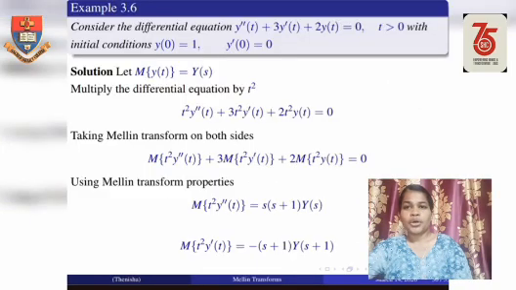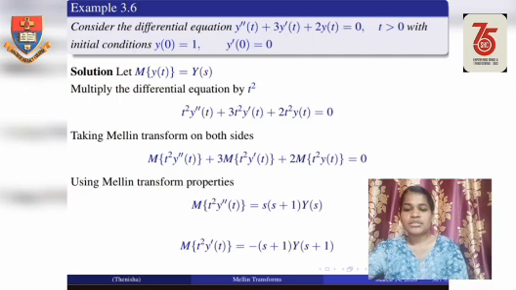Let's see one example for application of Mellin transform to ODE. Consider the differential equation y''(t) + 3y'(t) + 2y(t) = 0, where t > 0, with initial conditions y(0) = 1 and y'(0) = 0. Solution: let M{y(t)} = Y(s).